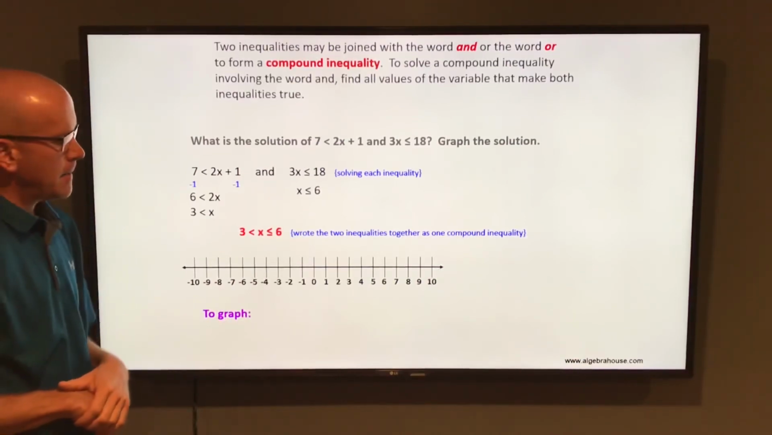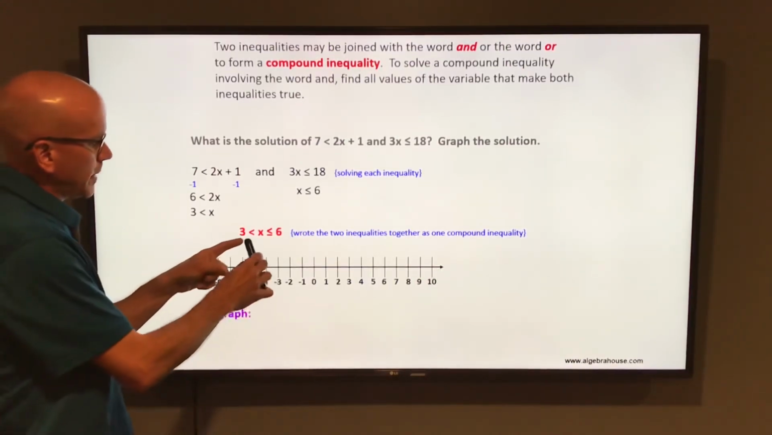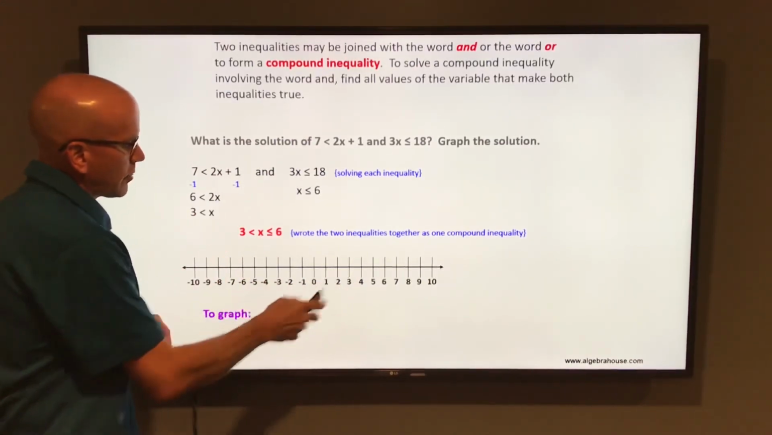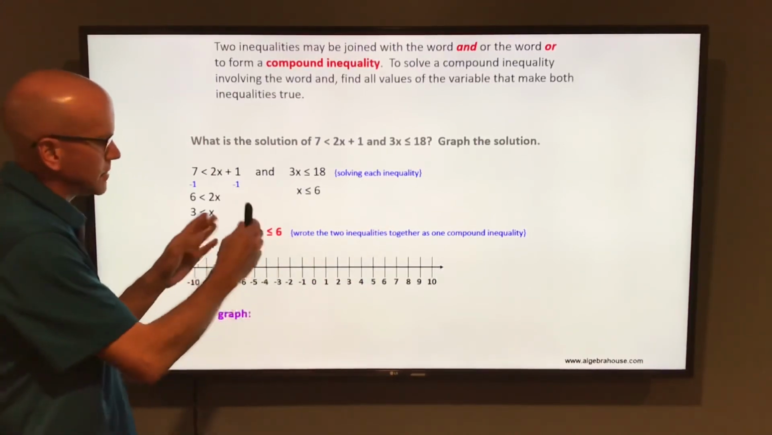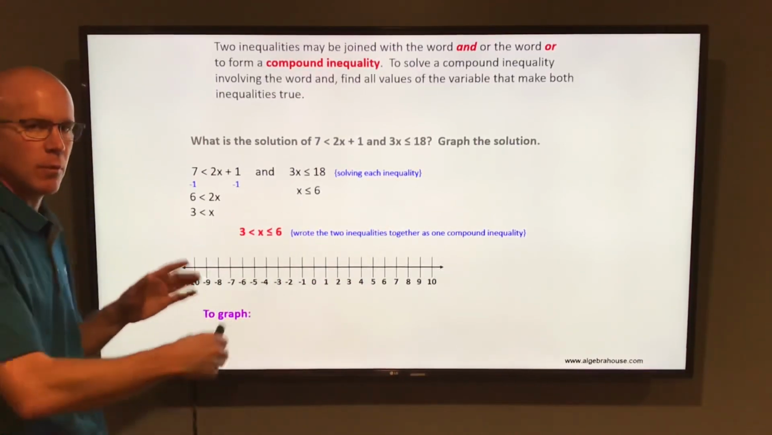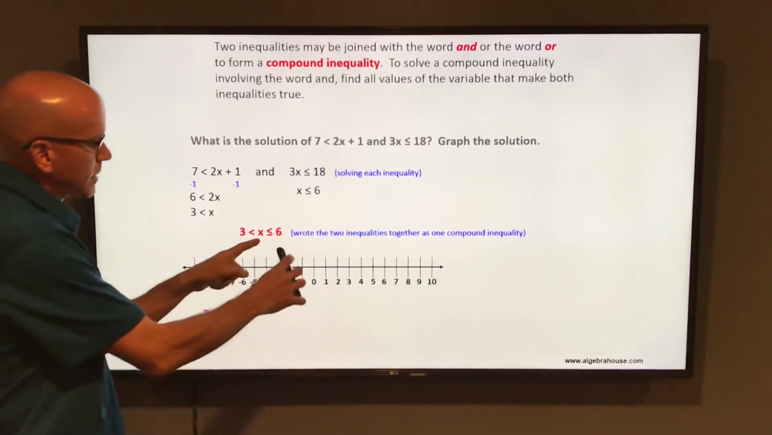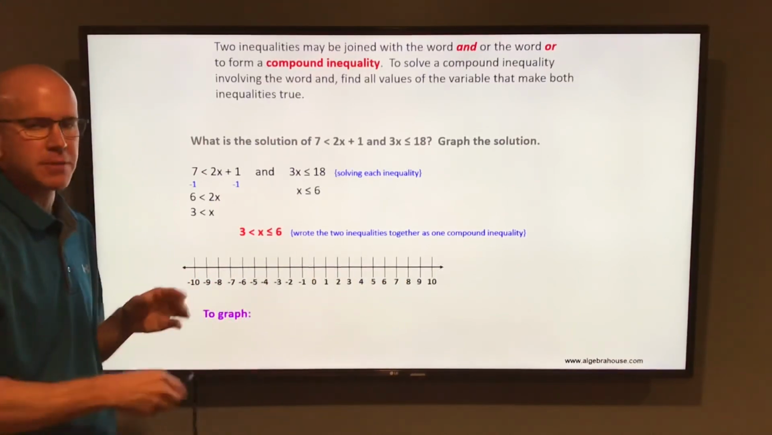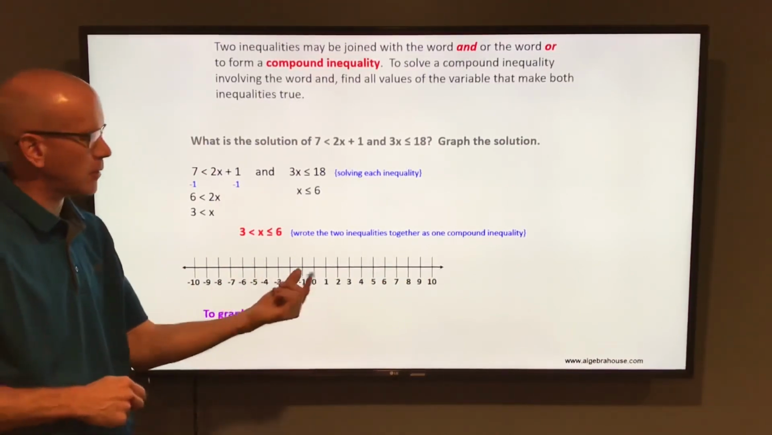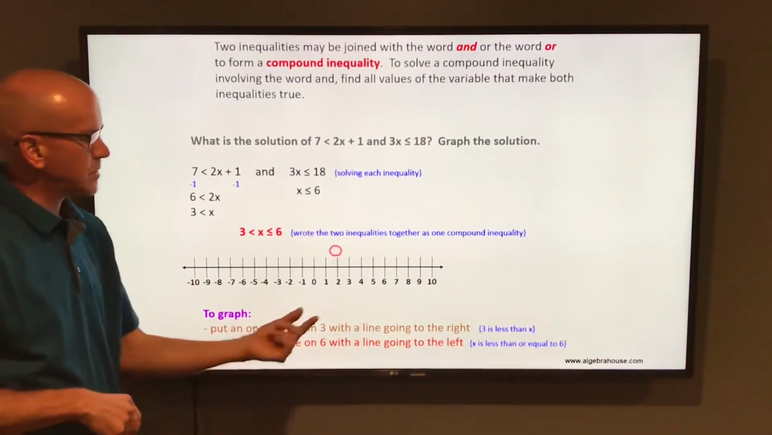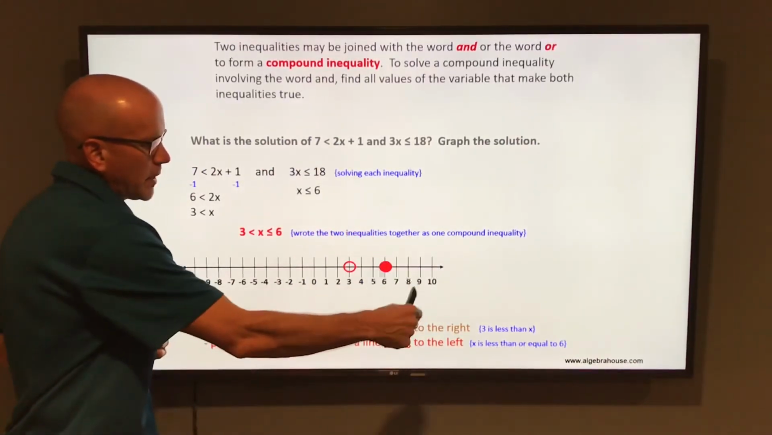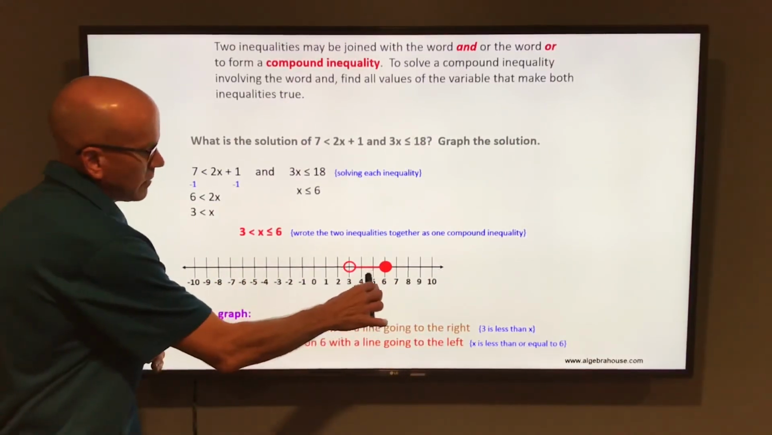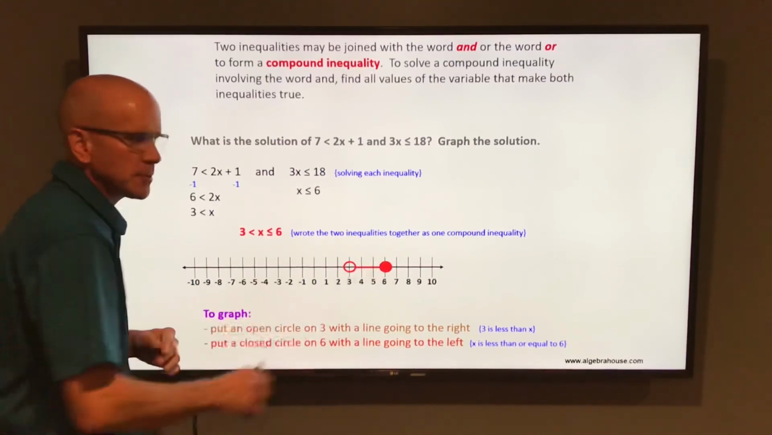Now graphically, what that will look like is if you start graphing 3 is less than x, it means you would put an open circle on 3 and the arrow would start going to the right because 3 is less than x. It's to the left of x. And for x is less than or equal to 6, you would put a closed circle on 6 and the arrow would start going to the left because the value of x is to the left of 6, but it could also be 6. So once again, an open circle on 3, the arrow starts going to the right, and a closed circle on 6, the arrow starts going to the left. So the value of x lies between 3 and 6, but it could also be 6.